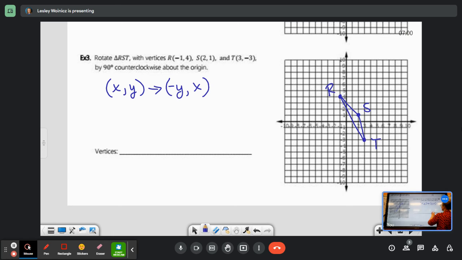All right, R prime. Swap them, make the new x negative, because we want it to go this way. Okay, S prime. Swap them, make the new x negative. T prime. Swap them, and take the opposite of the new x. So this time it's going to go from a negative to a positive 3.